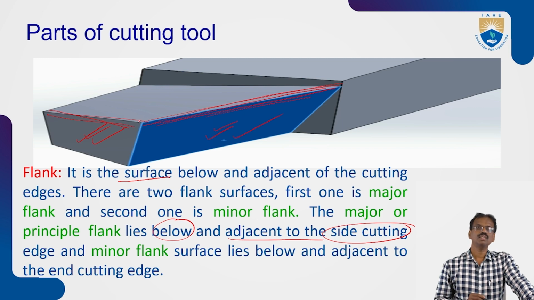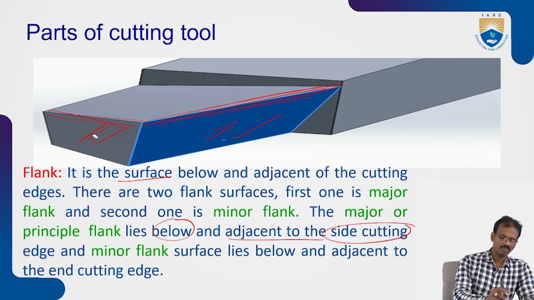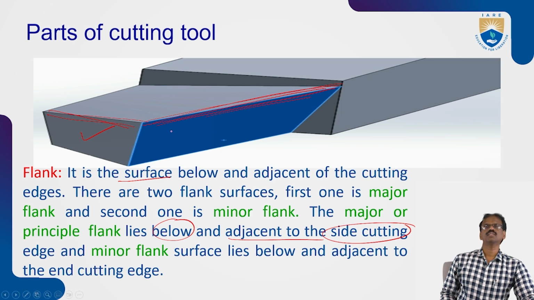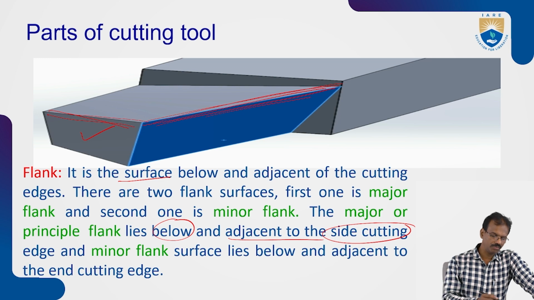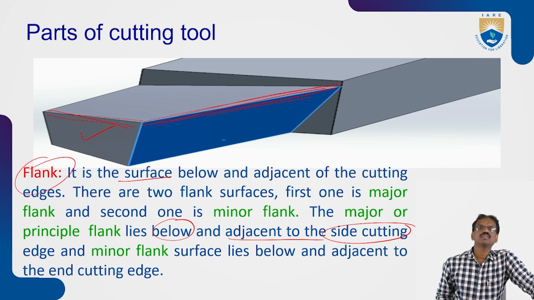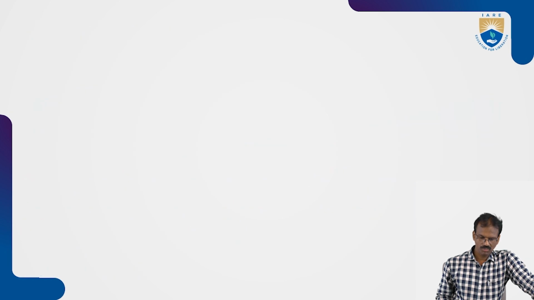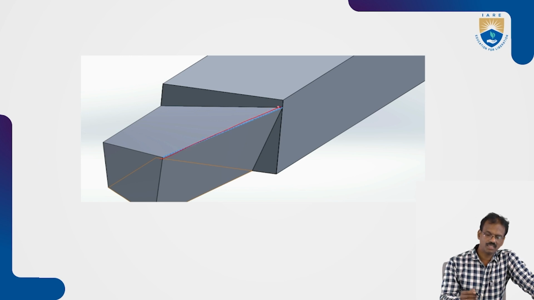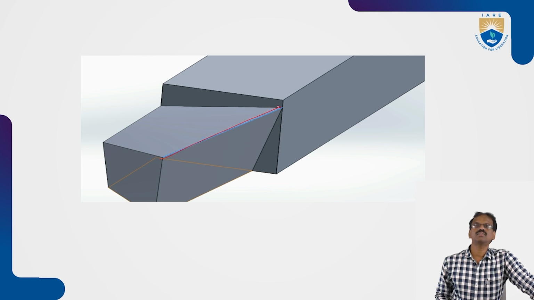Similarly, the minor flank or end flank. This is the surface below the end cutting edge and adjacent to the major cutting edge. So this surface is nothing but the flank. Flanks are of two types: the major flank and the minor flank. Now we'll see this cutting edge, the major cutting edge or the principal cutting edge.